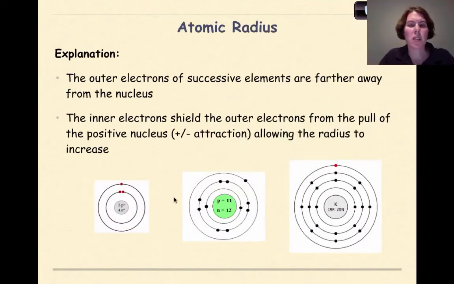A further explanation can be seen if you look at Bohr models. So the outer electrons of successive elements are farther away from the nucleus. The inner electrons, also known as the core electrons, shield the outer electrons from the pull of the positive nucleus, allowing the radius to increase. So in each of these cases, as we go down a group, there's 3 protons versus 11 protons versus 19 protons. These protons are attracted to the electrons outside in each of these shells.